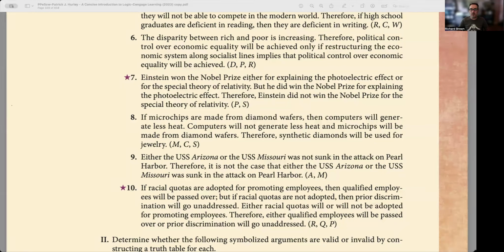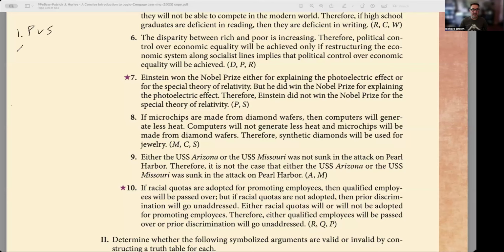So Einstein won the Nobel Prize either for this or that really says Einstein won the Nobel Prize for explaining the photoelectric effect, or Einstein won the Nobel Prize for the special theory of relativity. So P has to stand for that whole thing. Einstein won the Nobel Prize for explaining the photoelectric effect. And S has to stand for that whole thing. Einstein won the prize for the special theory of relativity. So we will symbolize that as saying P wedge S.